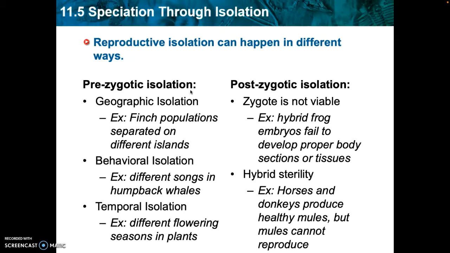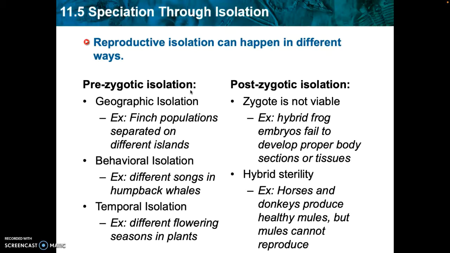And finally, temporal isolation. We briefly mentioned this on the previous slide. If you have different flowering seasons in plants, the flowers are the reproductive structure. If they're not open at the same time, then those two populations cannot breed with each other. They do not form a zygote, so that would be pre-zygotic.